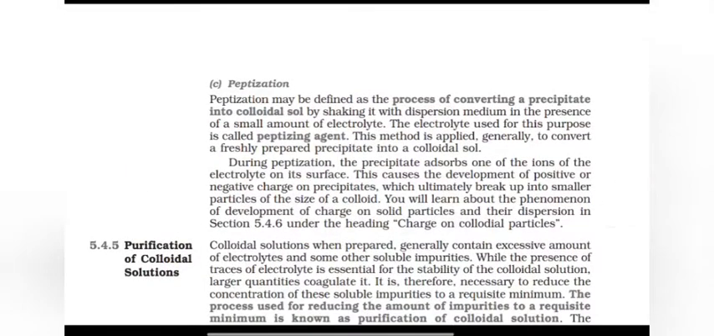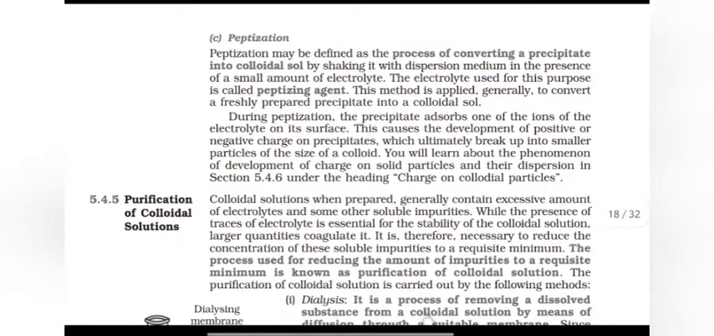Peptization. Peptization may be defined as the process of converting a precipitate into a colloidal sol by shaking it with dispersion medium in the presence of a small amount of electrolyte. The electrolyte used for this purpose is called a peptizing agent. This method is applied generally to convert a freshly prepared precipitate into a colloidal sol.